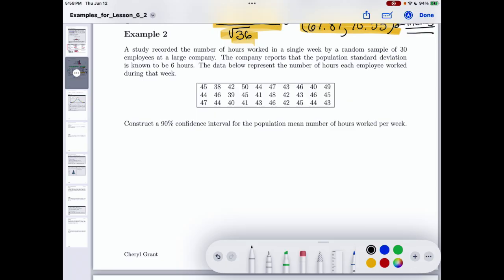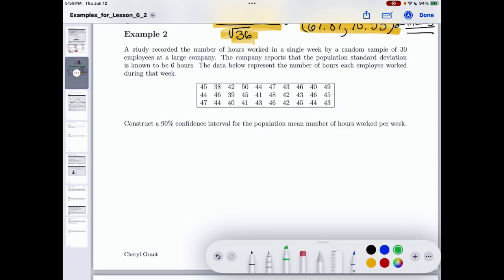A study recorded the number of hours worked in a single week by a random sample of 30 employees at a large company. The company reports that the population standard deviation is known to be 6 hours. The data below represents the number of hours each employee worked during that week. Construct a 90% confidence interval for the population mean number of hours worked per week.